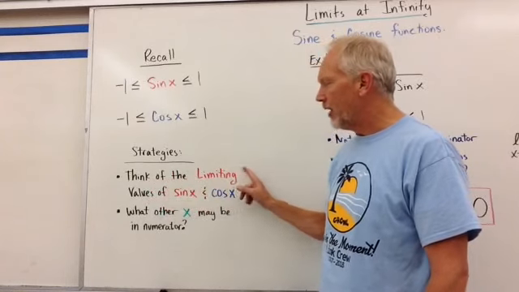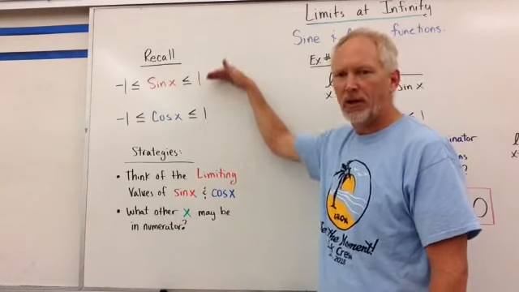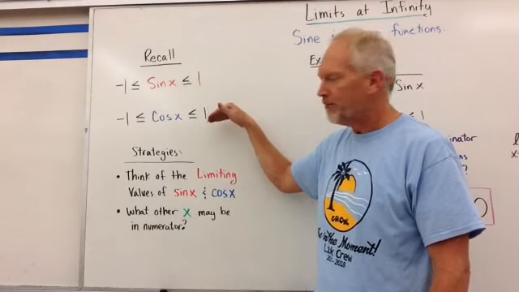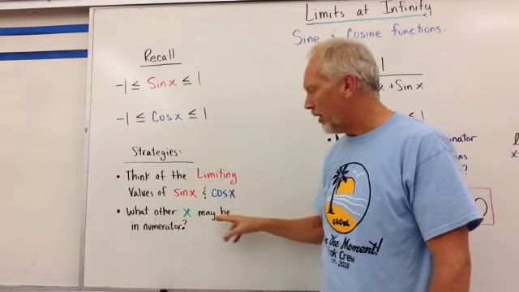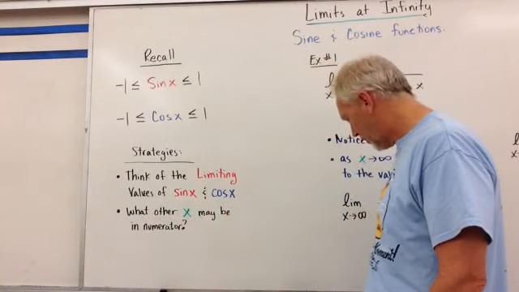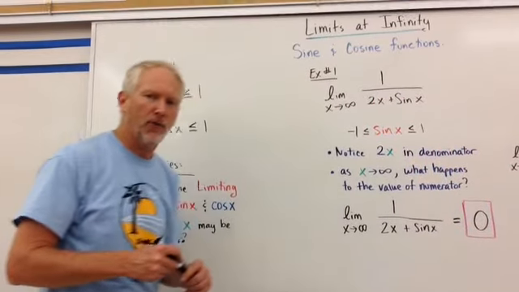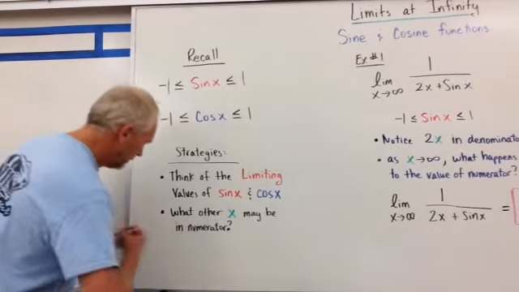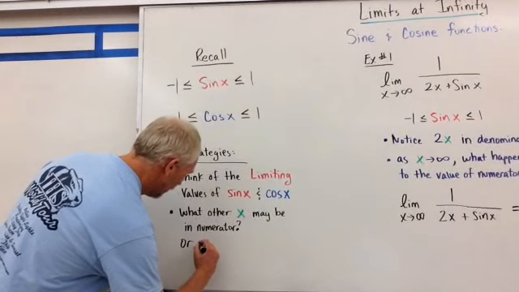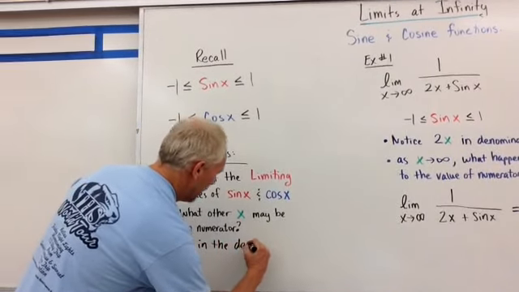Well, think of the limiting values of sine x and cosine x. What are their limiting values? Then, what other x may be in the numerator or, and we should put, or in the denominator. So I'm going to write that out for us here: or in the denominator.